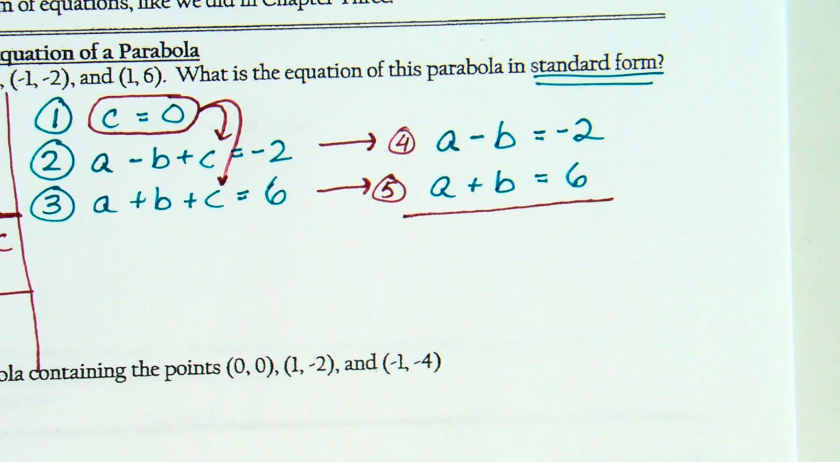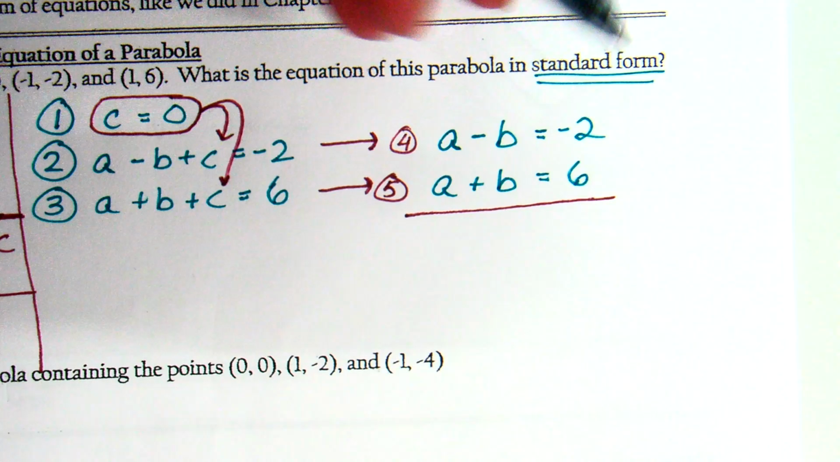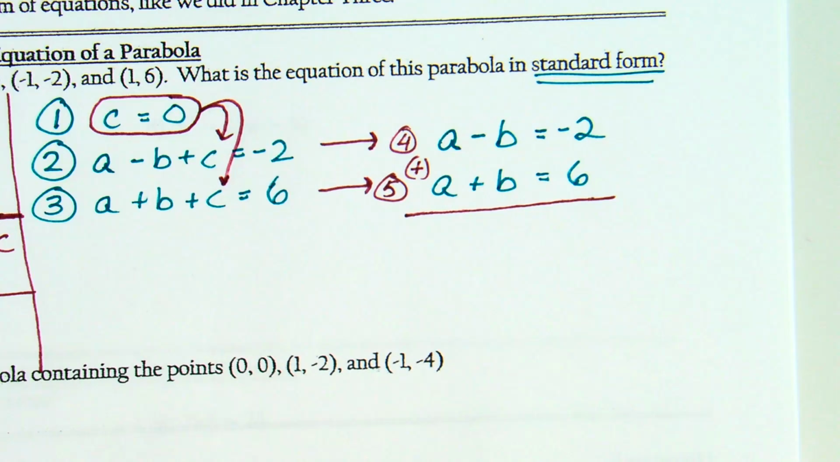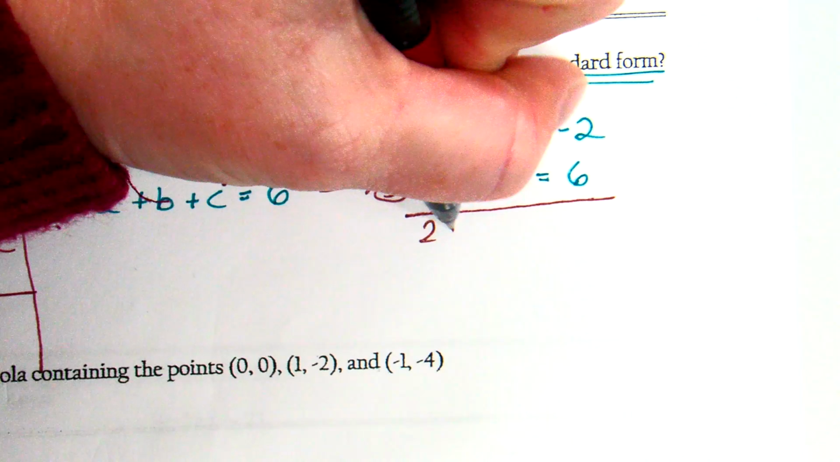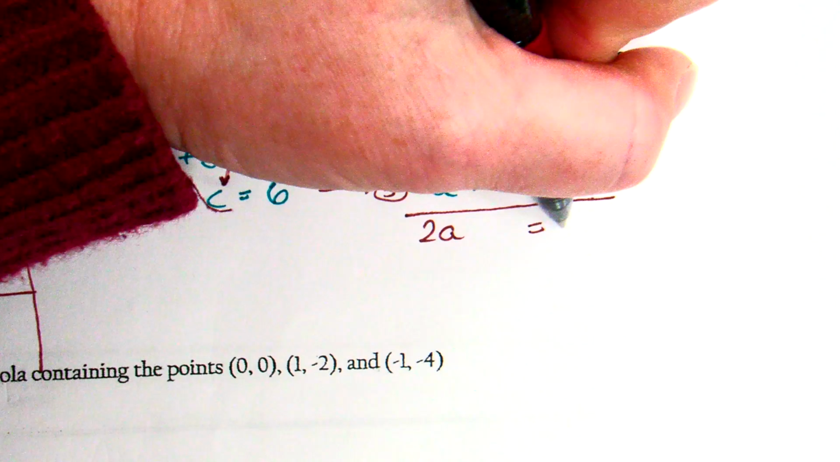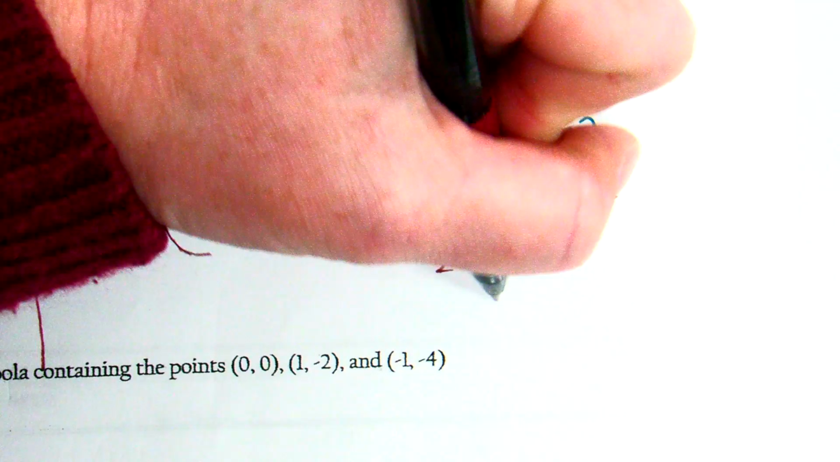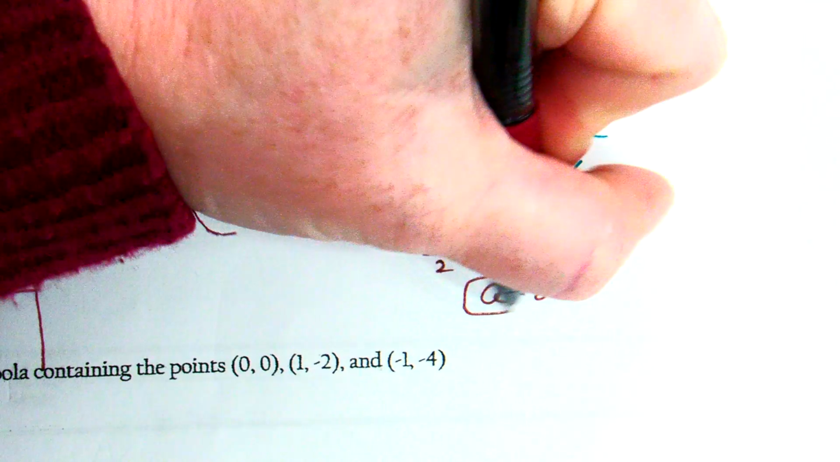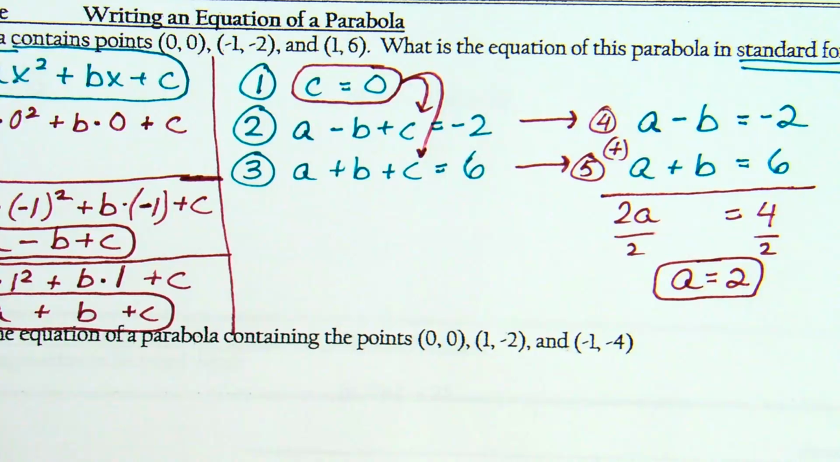I'm eliminating here. Since my B's are both 1B's but opposite signs, I'm set up to eliminate my B's. What's A plus A? 2A. Negative B plus B cancels. What's negative 2 plus 6? 4. If 2A equals 4, divide by 2, and A equals 2. Same, I did your way. Bam.